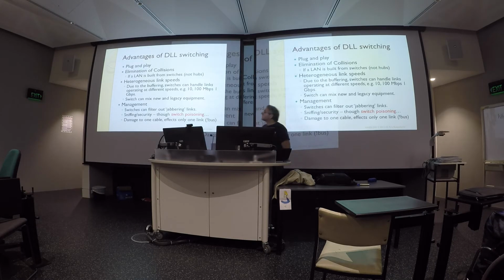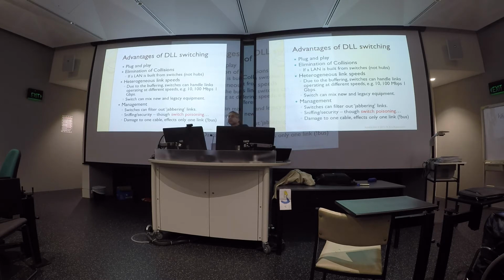Now, some of the advantages of data link layer switching, with switches, of course, self-learning, is that it's plug and play. You just plug the wires in, and you go away, and eventually the switch will work out what's what. So that's good. We're eliminating those collisions because if we only use switches, it's store and forward. If we do use a combination, like in the last thing, it's broken into subnets. We can manage heterogeneous link speeds. Because our switches buffer, switches can handle links operating at different speeds.